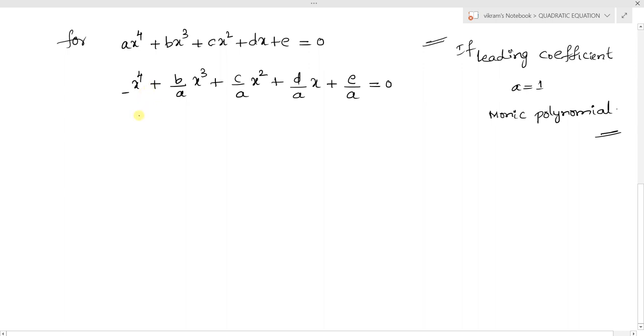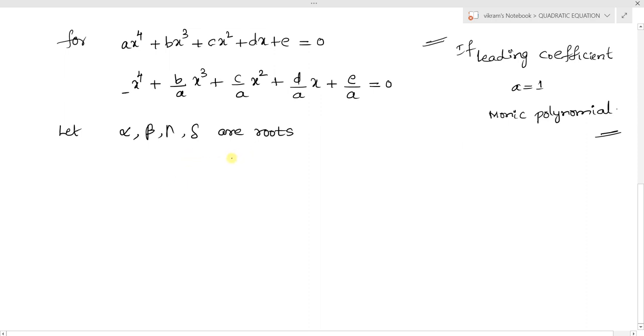Okay, right. For this biquadratic equation: a quadratic equation has two roots and a cubic equation has three roots, so the biquadratic equation, with x^4, has four roots. Let the four roots be alpha, beta, gamma and delta. Now we need to find the relation between the roots and the coefficients of the polynomial.